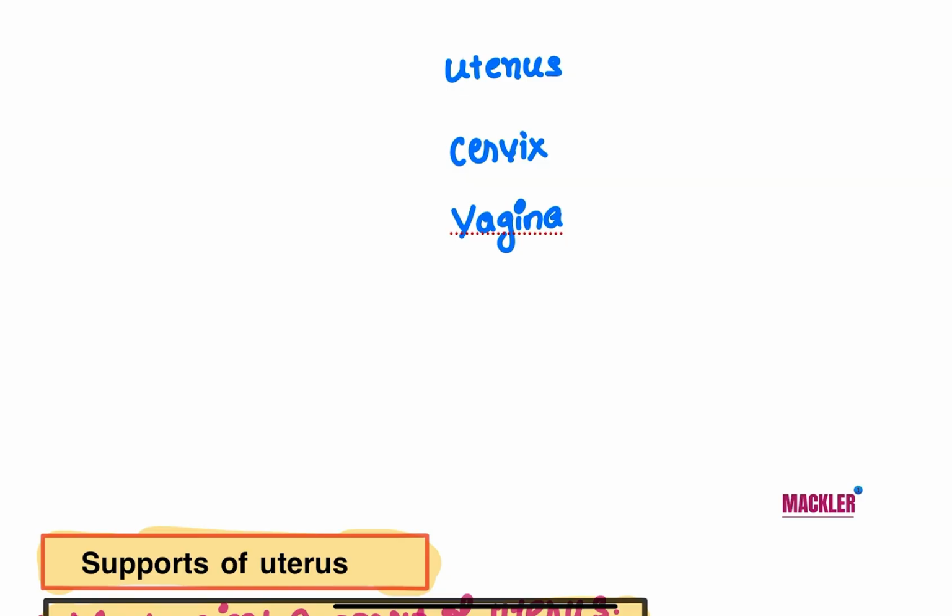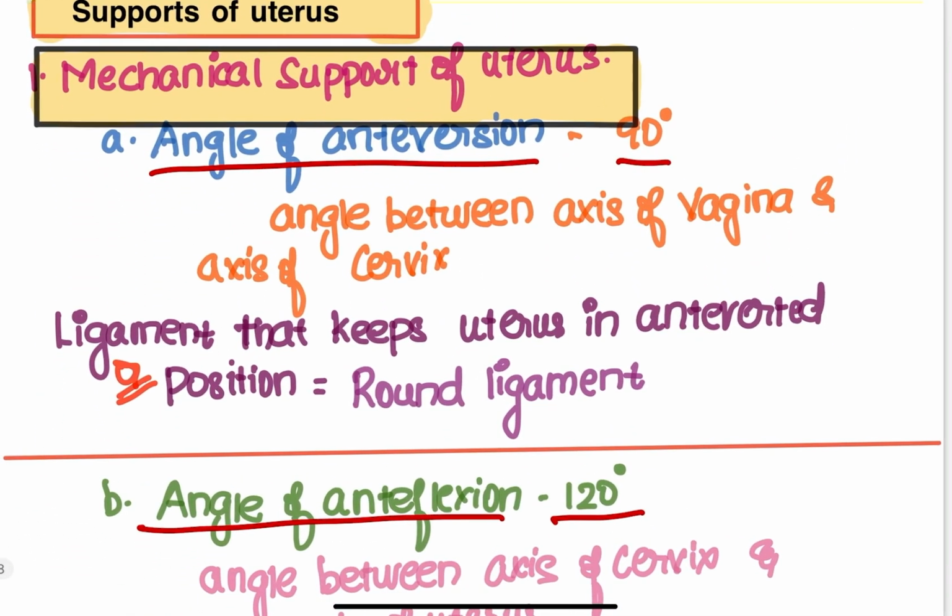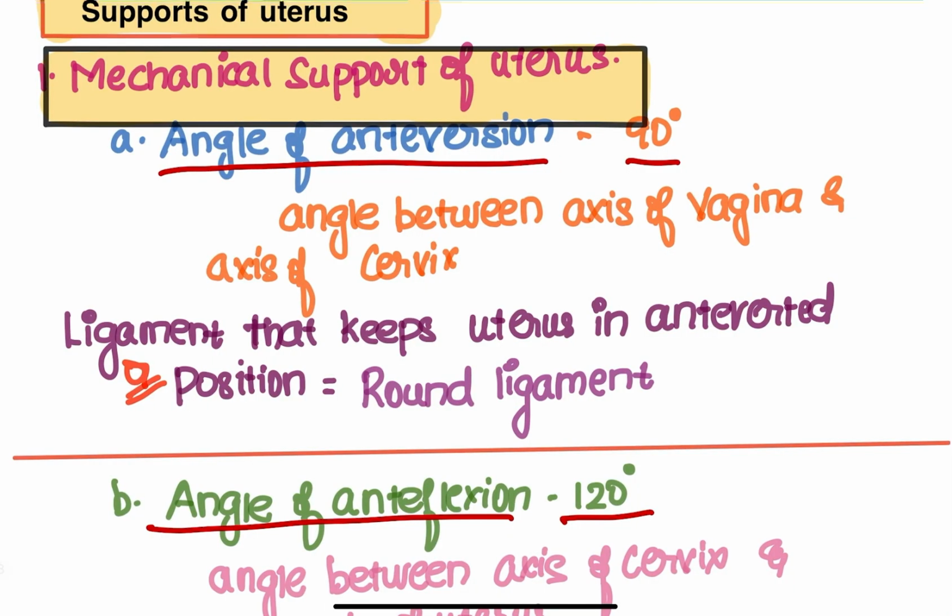Clear? Yes. The angle made between the axis of the vagina and the axis of the cervix is called the angle of anteversion. At the same time, the angle made between the axis of the uterus and the axis of the cervix is called the angle of anteflexion. The angle of anteversion is 90 degrees and the angle of anteflexion is 120 degrees. So the normal position of the uterus is anteverted and anteflexed. This is the normal anatomical position of the uterus.